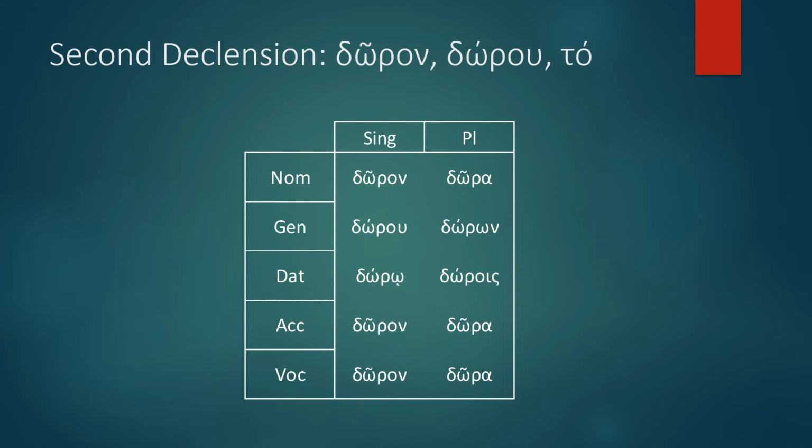And for the same reasons we've been practicing, we have doron and dorois for the genitive and the dative plurals be paroxytones: omega nu, always long; omicron iota sigma, long syllable.